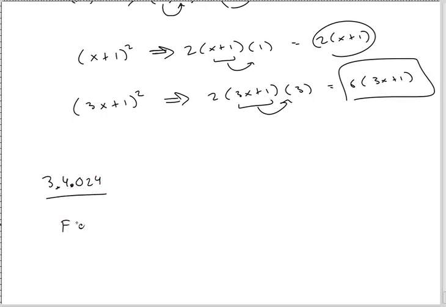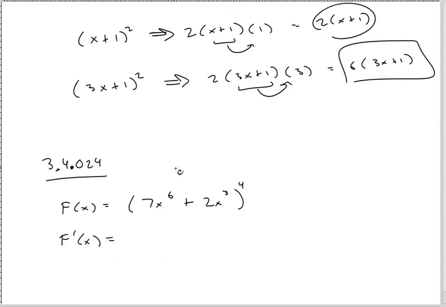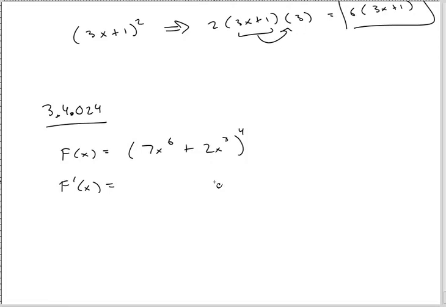So I got capital F of x is equal to 7x to the 6th plus 2x cubed, all to the 4th power. I mean, look at this. This is the first one on your homework, I'm guessing. I don't really know. But it says, hey, figure out some chain rule stuff. Boom. And it gets worse. So let's try to figure this thing out.